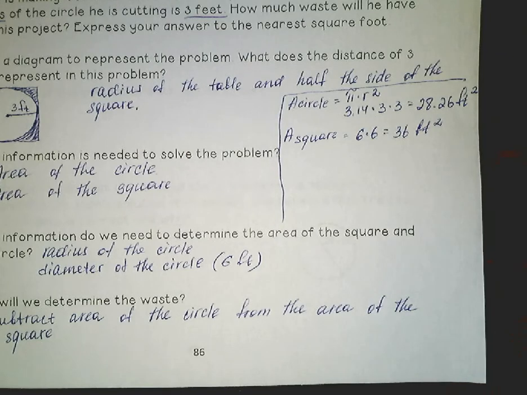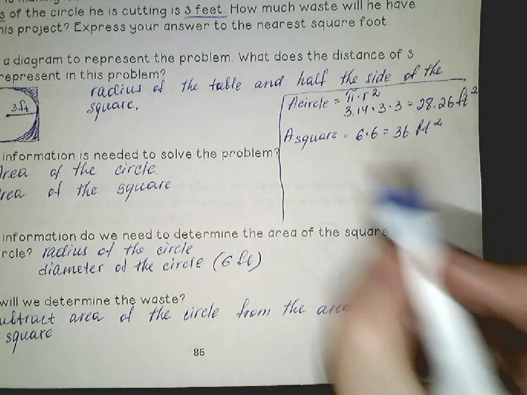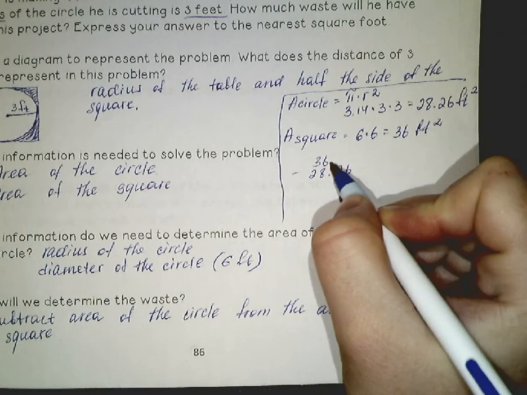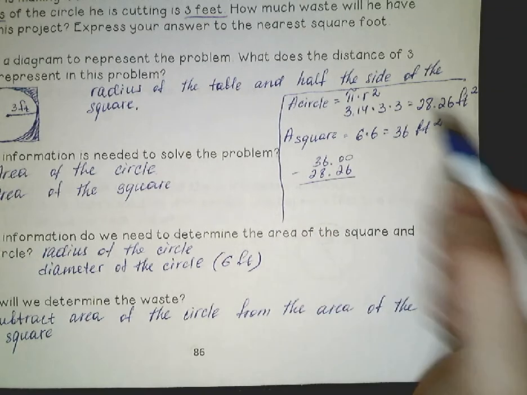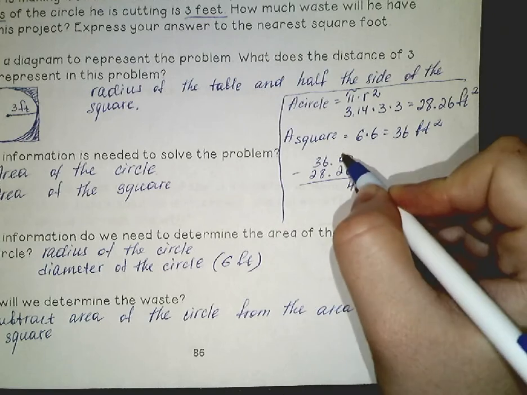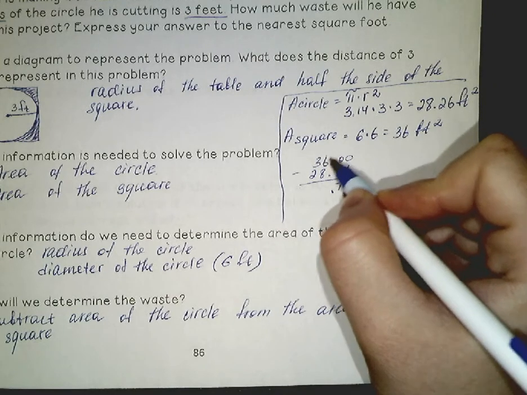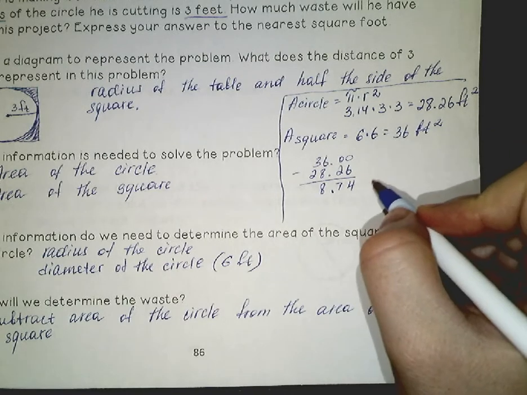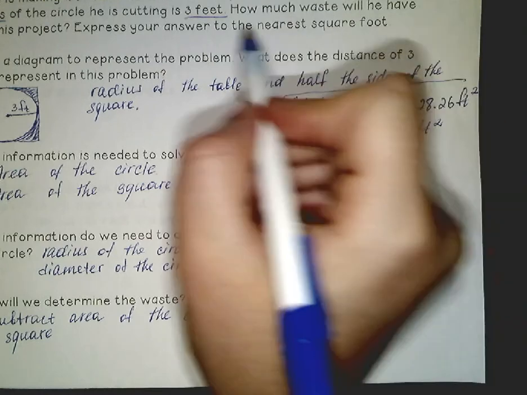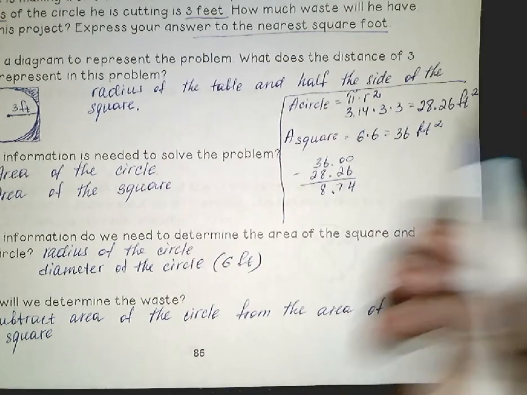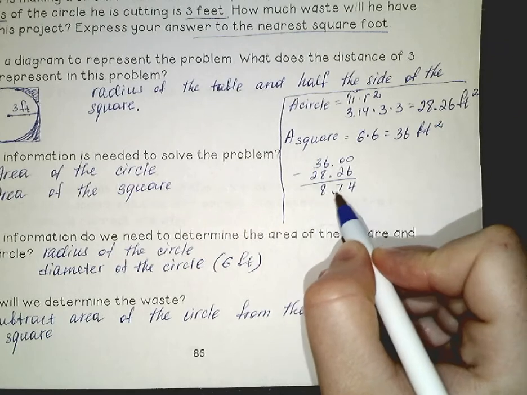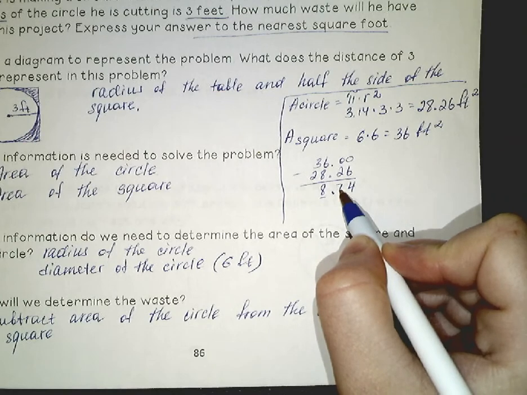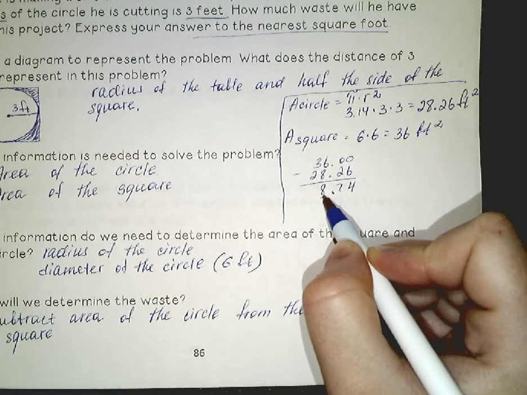Now what I have left is to subtract these two numbers. 36 minus 28 and 26 hundredths. Okay, so here I will have 4, 9 minus 2 is 7, 16 minus 8 is 8, and that's it. 8 and 74 hundredths. But now we need to round to the nearest square foot. So we look at this number. This is our nearest square foot. 7 is more than 5. That makes this number a 9.